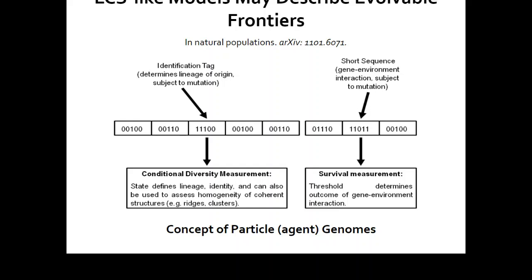We give them a genome. It gives them an identification in terms of their lineage of origin. You can mutate this so that it matches a cultural lineage, or it changes. You can change your cultural lineage based on mutation. So if you change your mind or if you change your practice, you can join a new lineage. And then there's a sequence that involves gene and environment interaction. So there's an innate attribute to this. And so we have conditional diversity and survival.